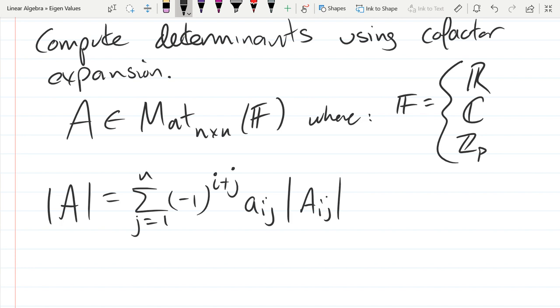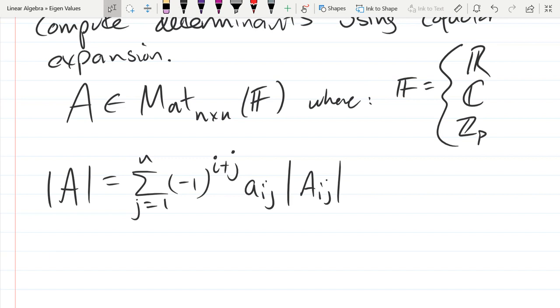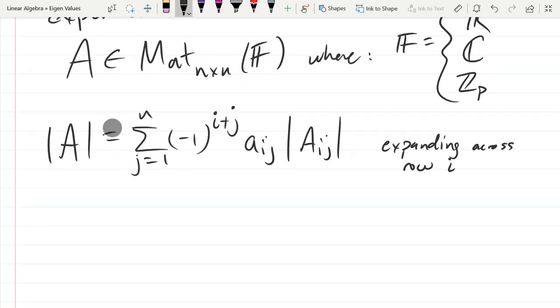All right, easy formula, no problem. And this is going to be using row i, or, more specifically, expanding across row i. All right, so let's read what's going on here.